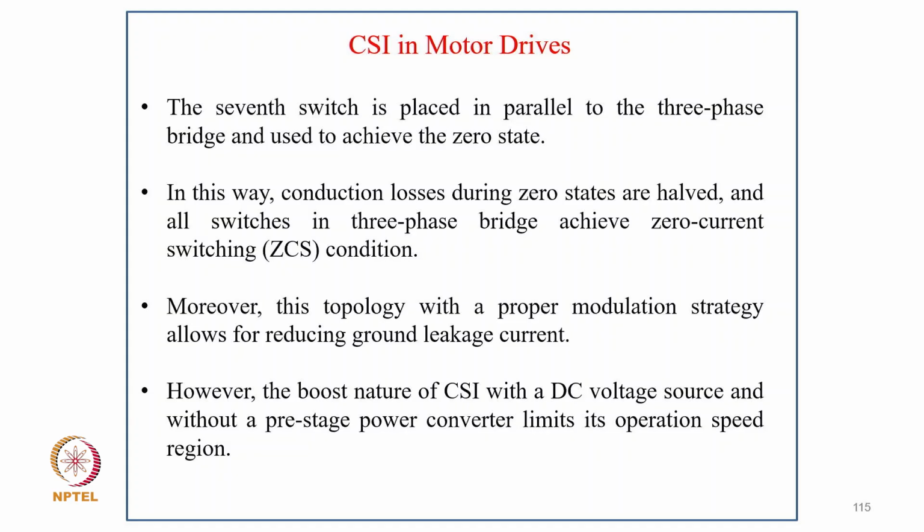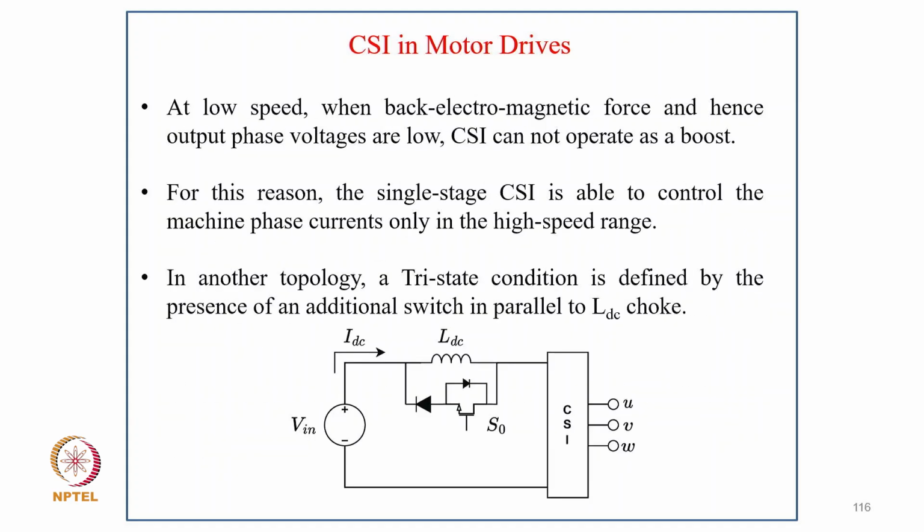However, the boost nature of CSI with a DC voltage source and without a pre-stage power converter limits its operational speed. At low speed, when back EMF and hence the output voltage are low, the CSI cannot operate as a boost. For this reason, single stage CSI is able to control the machine phase current only in the high speed range.